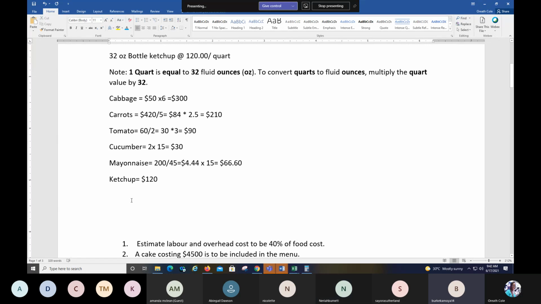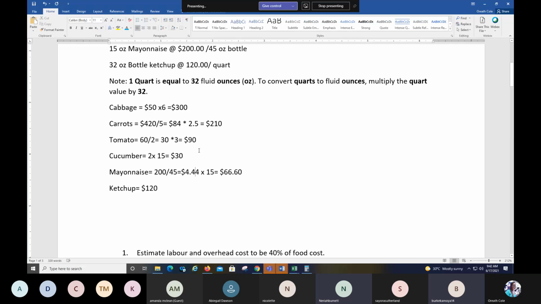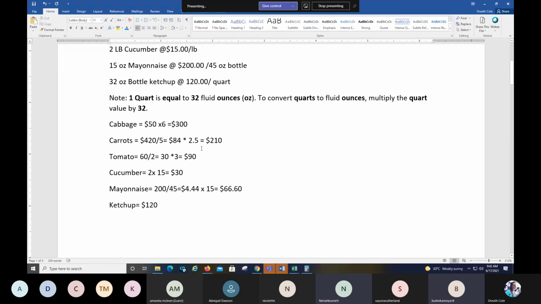Come again? What are you saying? Miss, I'm asking why the 32 ounce bottle of ketchup is equal to the 120. It is saying that $120 is for the quart. But look at the notation here. It says 1 quart equals 32 fluid ounces. That means 1 quart and 32 ounces is the same thing. That's what it is saying.